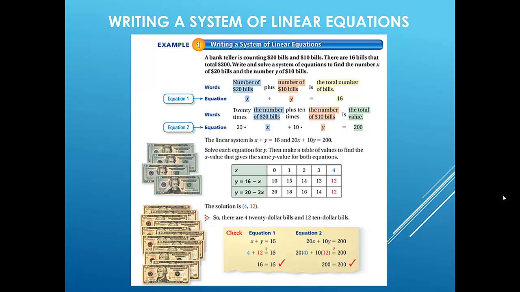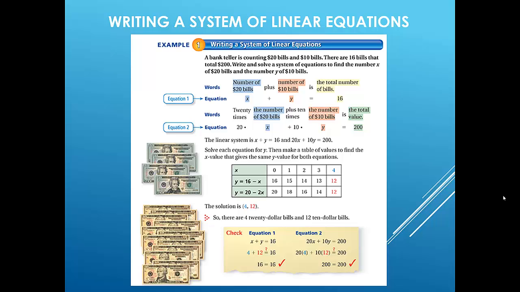For our second equation, we're going to have 20 times the number of $20 bills plus 10 times the number of $10 bills, and that would equal the total value. So we're going to have 20 times x plus 10 times y equals 200, or 20x plus 10y equals 200. So now we have our two equations.